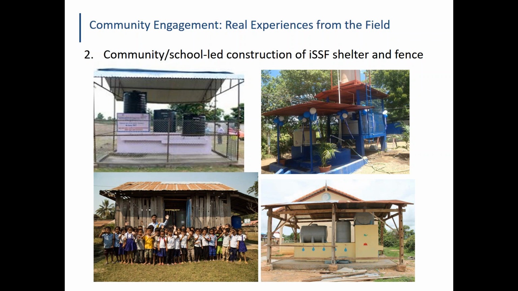To get community or school engagement and participation, we typically recommend that the community or school be responsible for the construction of a roof and fence, or if they require a fence. And so you can see that takes on a whole bunch of different forms. And one of the benefits of this is that, at least in most of the schools that I've been working in, they end up raising the money, anywhere from $100 to $500 to build one of these structures, and that often involves engaging the community.